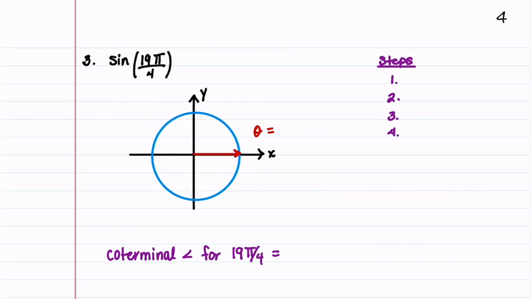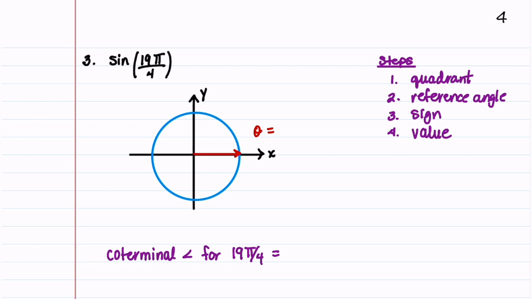In our last example, we'll find the value of sine of 19 pi over 4. Since we just turned the page, let's write down the steps that we need to follow. The first step is to find the quadrant. The second step is to find the reference angle. The third step is to find the sign. And the last step is to find the value.